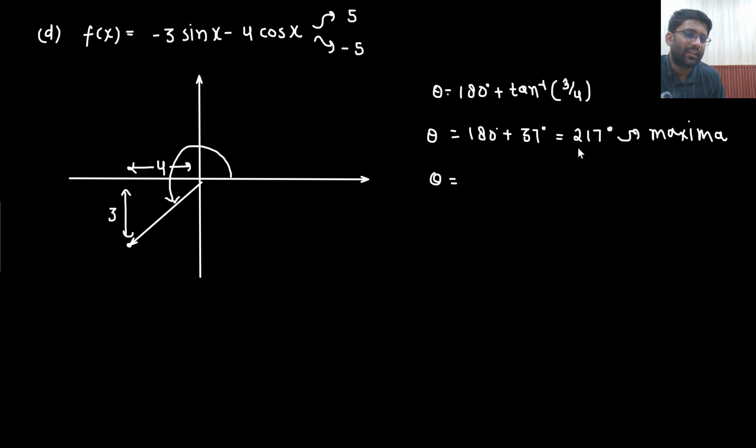And what about the minima? Sir, if you add 180 degrees here, 217 degrees plus 180 degrees, then it will be lying out of the limit, right? So what will I do? I will simply subtract 180 degrees, right? Because I can subtract 180 degrees as well. So at 37 degrees, you will attain minima.